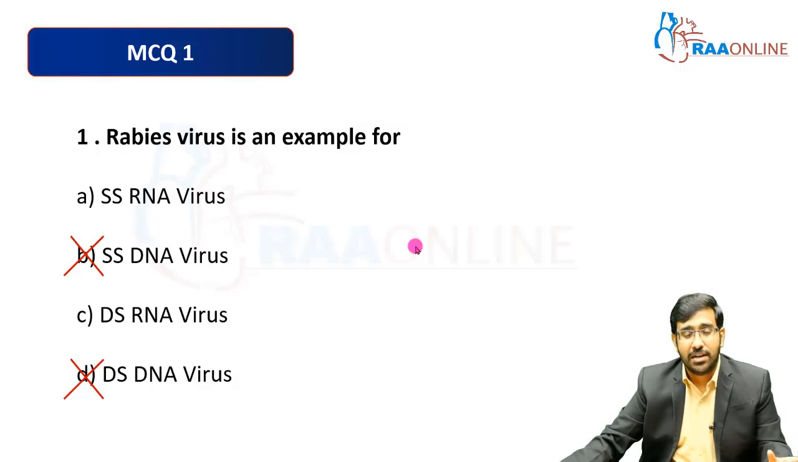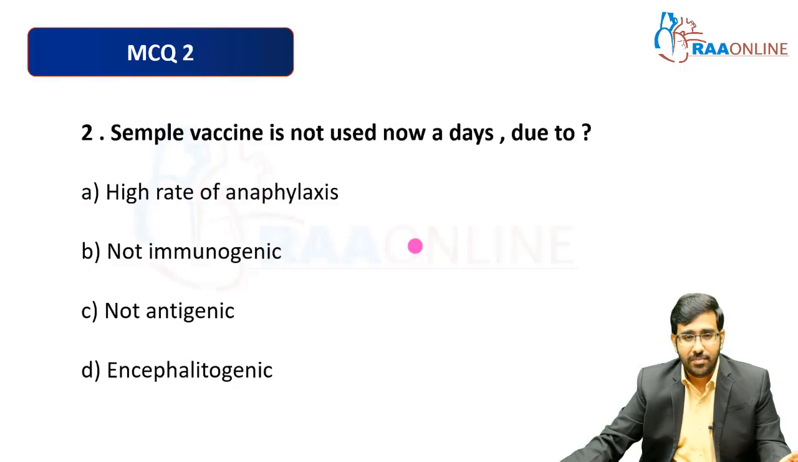As we have learnt in morphology, we have the envelope, then the glycoprotein spike, then the matrix protein. Inside that we have the nucleoprotein. The nucleoprotein is made up of the single stranded negative sense RNA genome. So the option is single stranded RNA virus. Now we are going into multiple choice question 2.